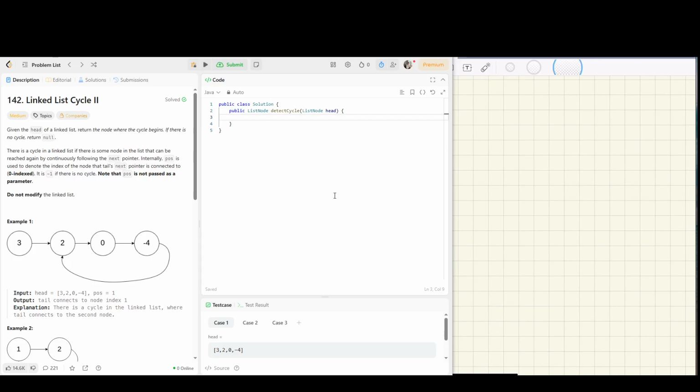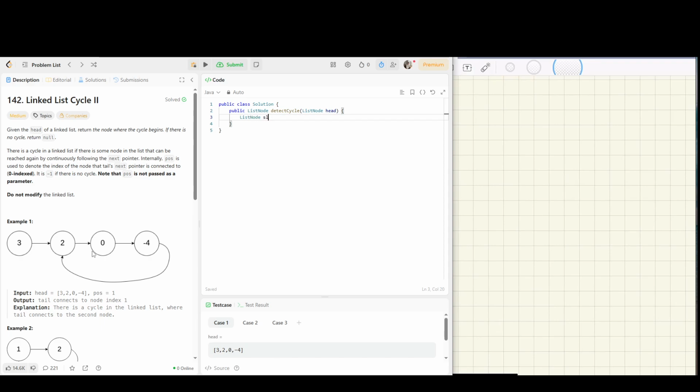Okay, let's do problem 142, Linked List Cycle 2. So it's exactly the same as Linked List Cycle 1, problem 141, except this time we need to give the starting point of the cycle. So we're going to do exactly the same thing as in Linked List Cycle 1.